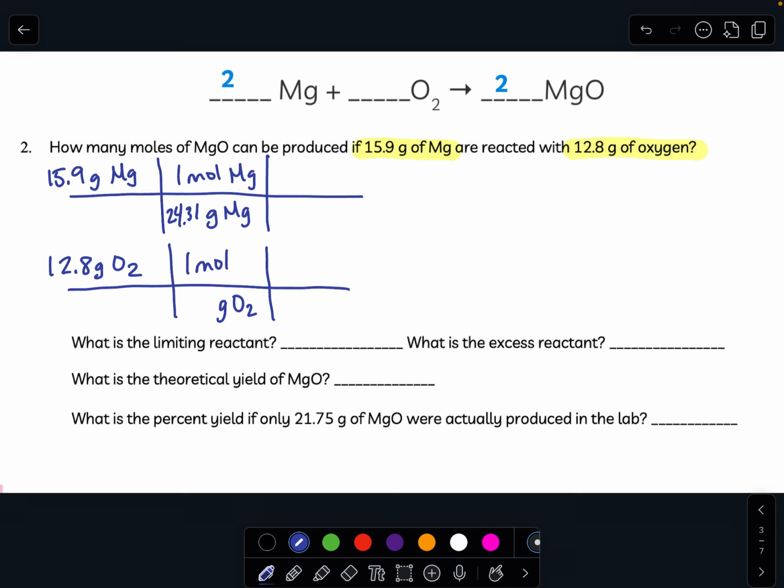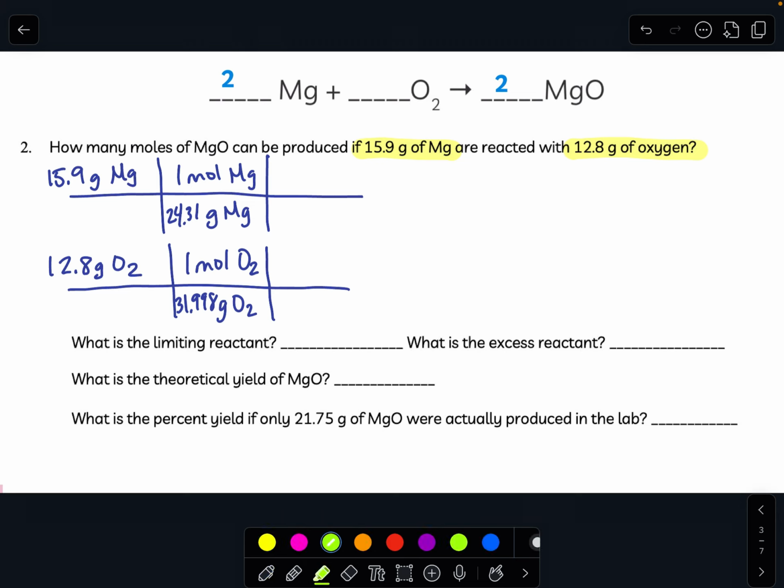I have to go from grams to moles, and this time I know that since I have 2 oxygens, I have to take the 15.999 and multiply it by 2. So I get 31.998 grams.